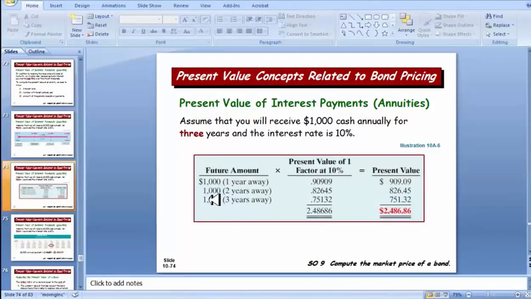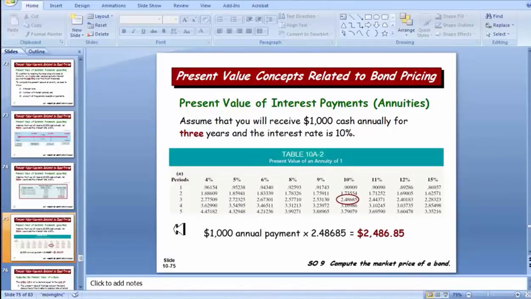So here's another picture of it: 1,000 at 1 year, at 2 years, at 3 years, multiplied across. There's 0.90909, 0.82645, 0.75132, which equals 2,486.86. That's how much we should invest today to get $1,000 payments over 3 years, 3 payments, and be earning 10%. So here's how it looks in the table.